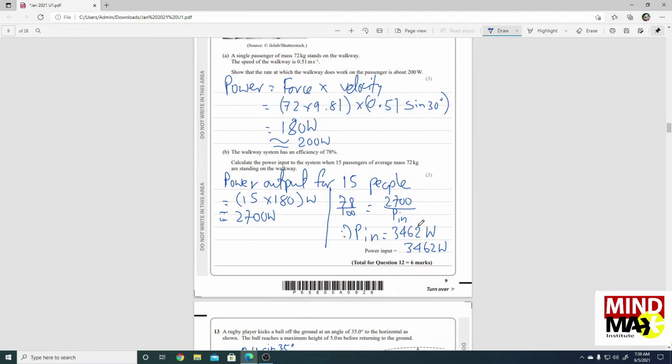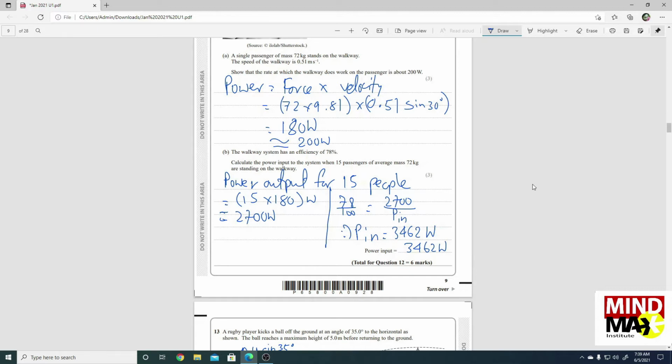Then number B is a question where the efficiency has been mentioned, and they have said, calculate the power input when 15 passengers of the average mass 72. So the average mass 72 was the same mass that was given for the first person. So 15 such passengers of such mass, we have to find the power input necessary to be provided to the elevator.